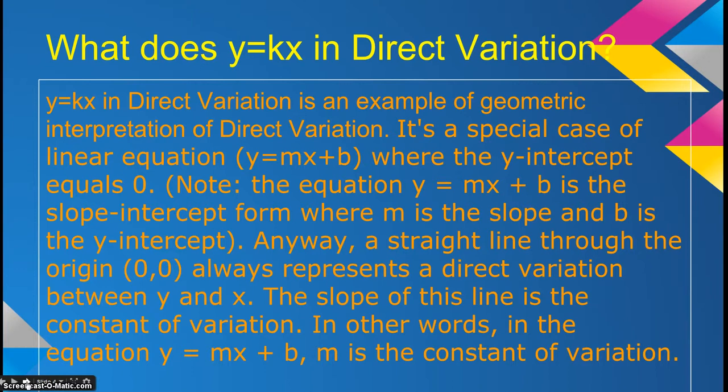Note that the equation y equals mx plus b is the slope-intercept form, where m is the slope and b is the y-intercept. Anyway, a straight line through the origin (0, 0) always represents a direct variation between y and x. The slope of this line is the constant of variation. In other words, in the equation y equals mx plus b, m is the constant of variation.